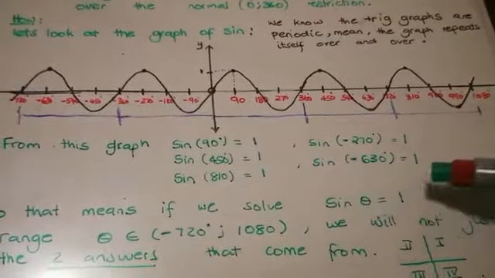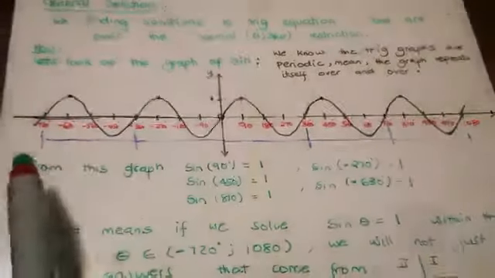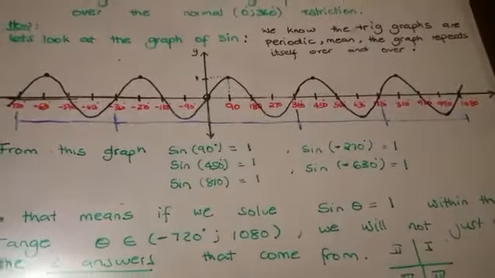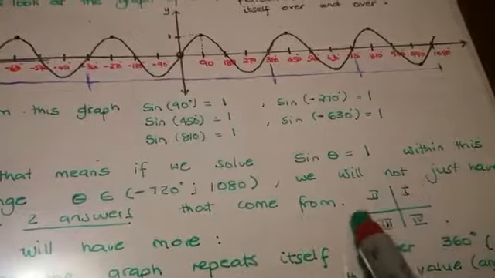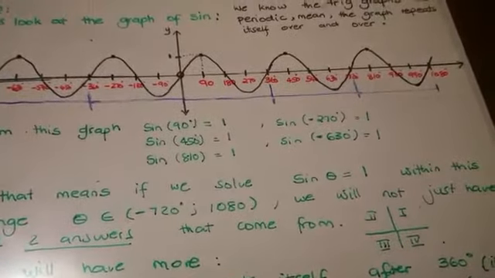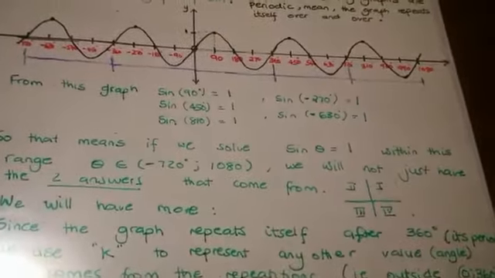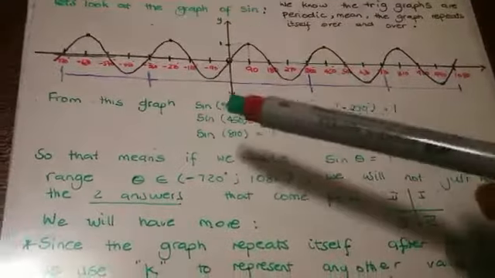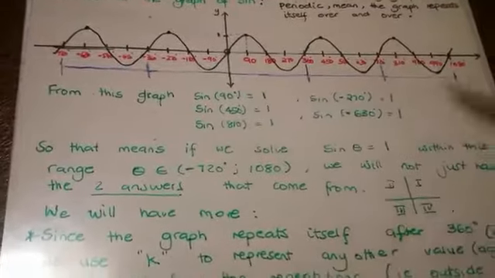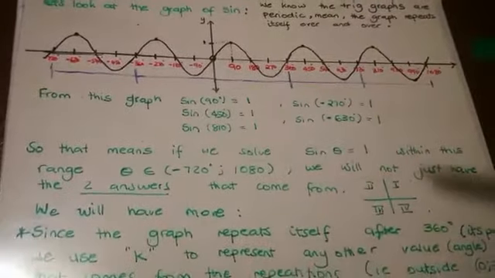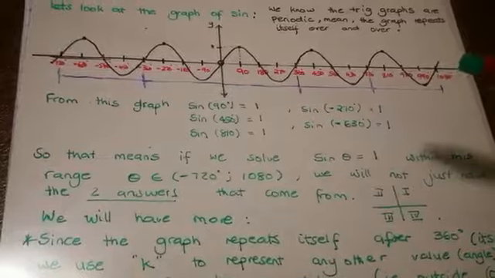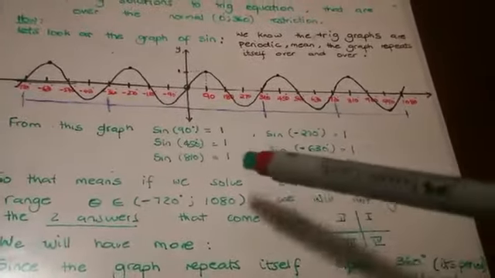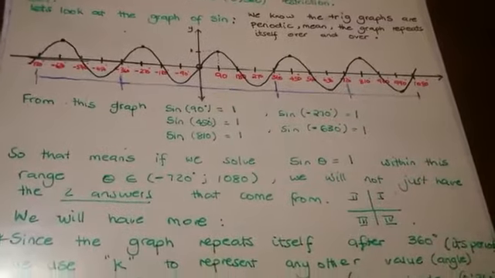So if I were to solve this within this given range, I cannot just have one answer, or two answers given by the four quadrants. The answers are going to be more than just two. I'm going to have 450, 810, negative 270, and negative 630. And if this were extended even further, the answers would be even more.